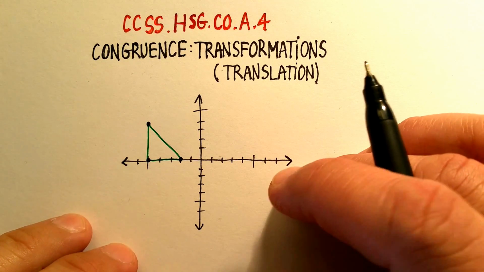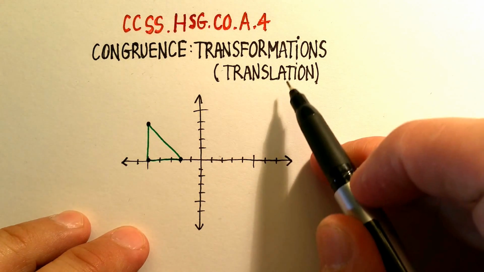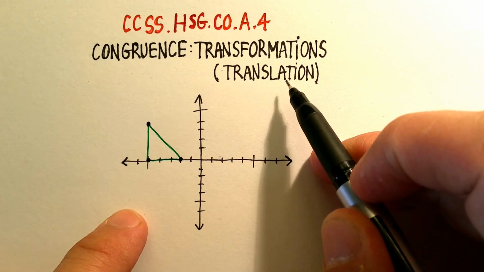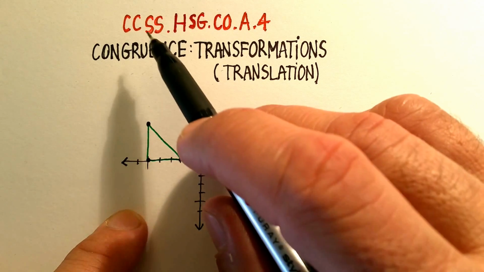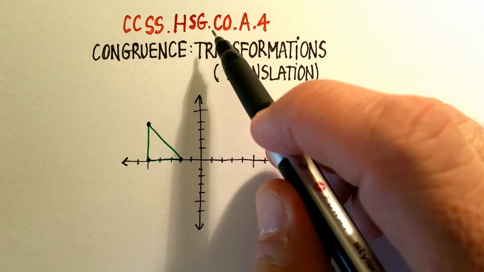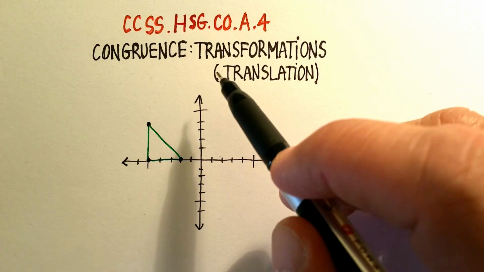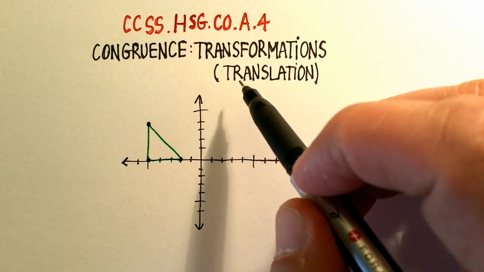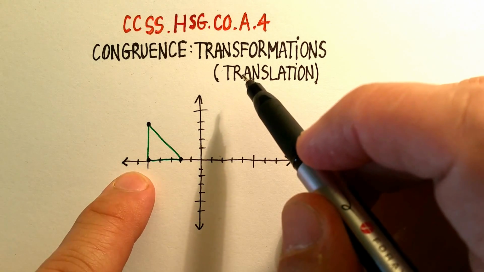Okay, in this video we're going to go over a type of transformation called a translation. This is covering Common Core State Standards for High School Geometry Congruence Standard A4. Now, a translation is really pretty straightforward.